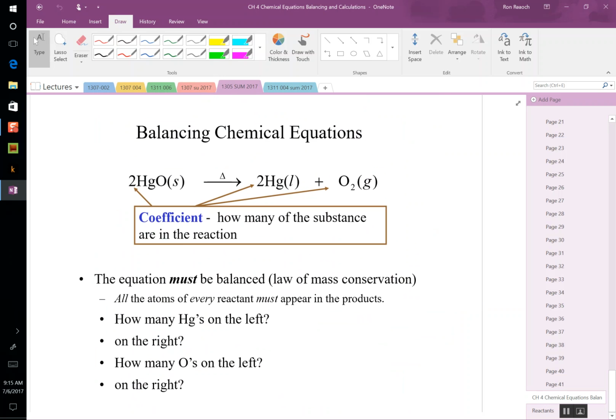Balancing. You use coefficients to balance. All right? You look at this equation. I've got 2 oxygens here. So how do I get that? I need to put a 2 here. To get my 2 oxygens, what does that do? That means I need 2 mercuries. So 2 moles of mercury oxide produces 2 moles of mercury and 1 mole of O2 gas.